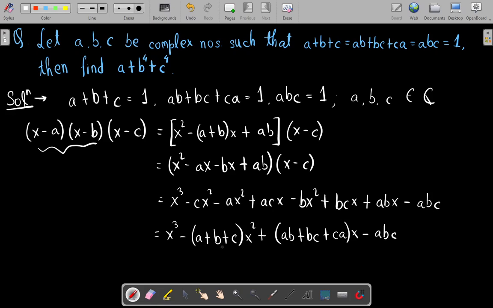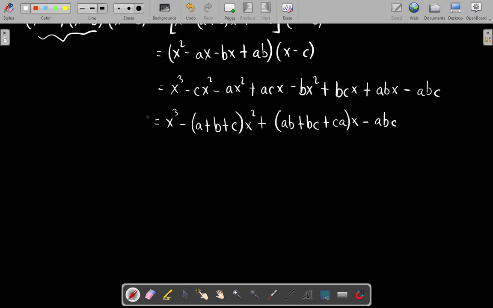Okay, so this is the product. If you know the formula, it's very good. You can directly apply it here. Otherwise you can just do this calculation in rough. So this is the product formula for (x minus a) times (x minus b) times (x minus c). Okay, so we are given the value of a plus b plus c, ab plus bc plus ca, and abc. So let us put them here. So we have x cube minus, this is 1, so 1 times x square is x square, and this is 1, so 1 times x is x, and then this is minus abc, so it's negative 1.